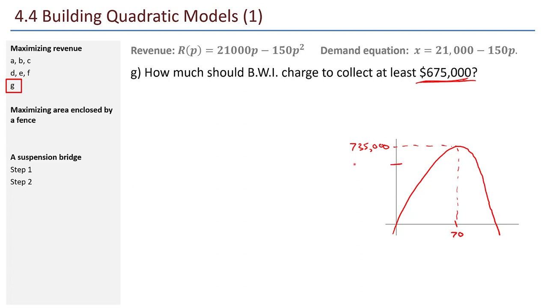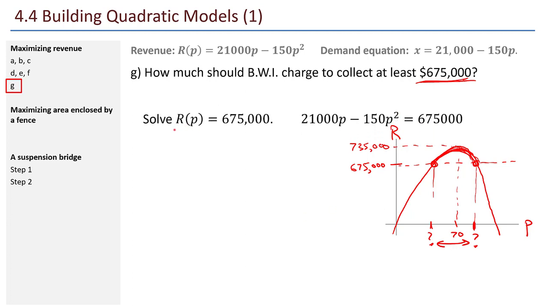So that's somewhere down here, 675,000. Well, in this case, I have two different values, and I'm really after what are those prices. I want a range of values. So what prices should I charge, roughly, to the left and right of 70, that will give me a revenue of at least $675,000, so somewhere up there. How do I do that? How do I figure out those two x values? Or I should say, those two p values.